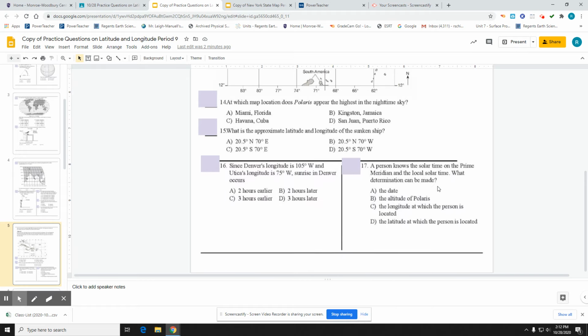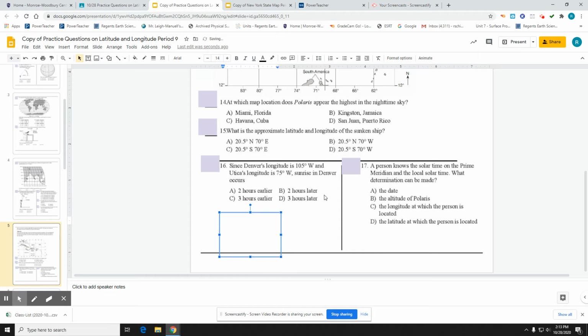Since Denver has a longitude of 105 and Utica's longitude is 75, sunrise in Denver occurs, well, let's figure out how many hours difference there are here. The number of degrees difference that we have here is a 30-degree difference. And if I take 30 and divide that by 15, I figure out that there's a 2-hour difference between the two.